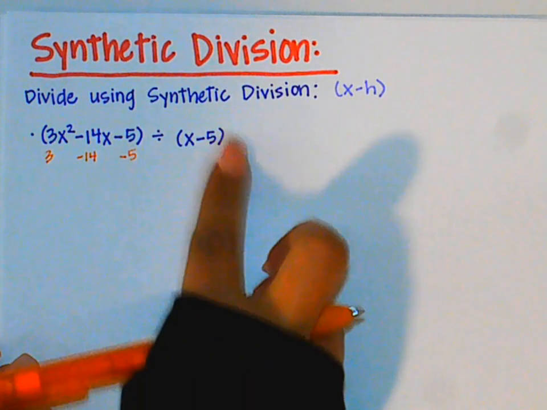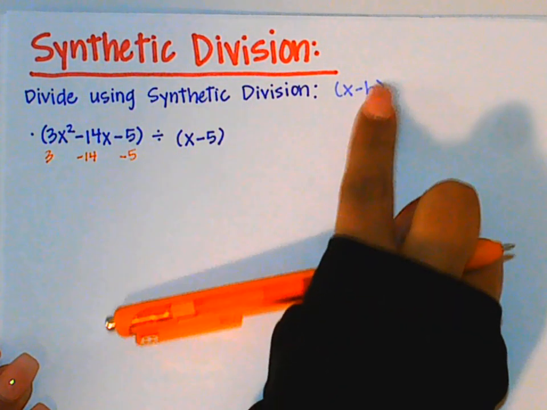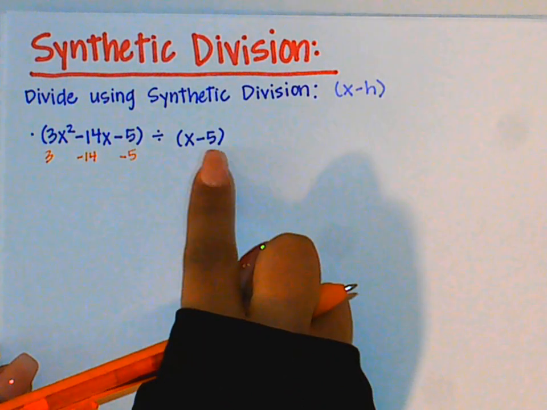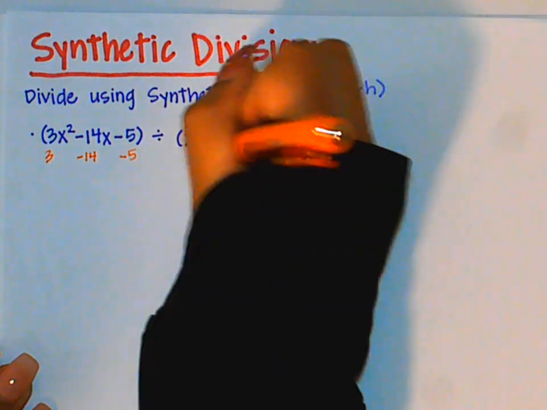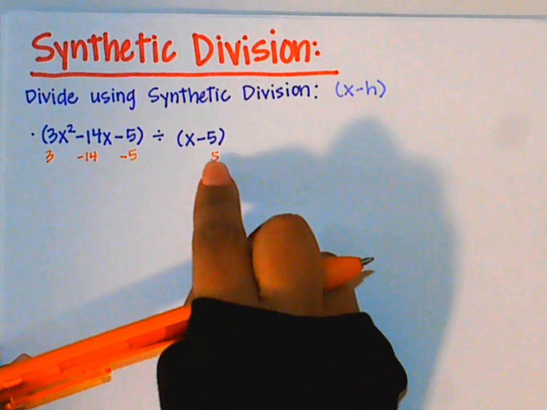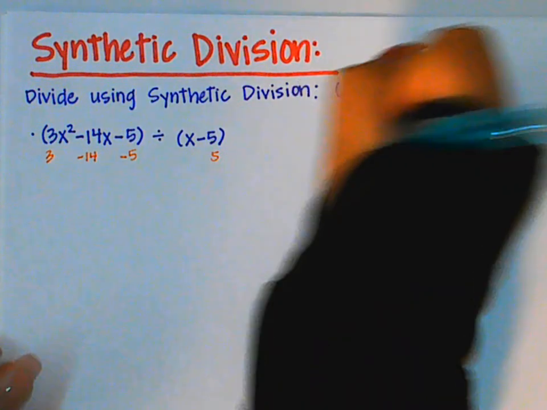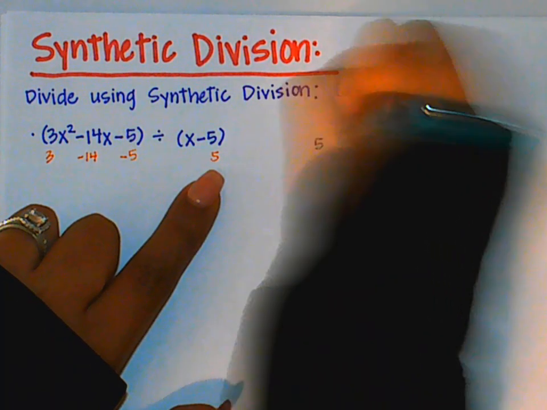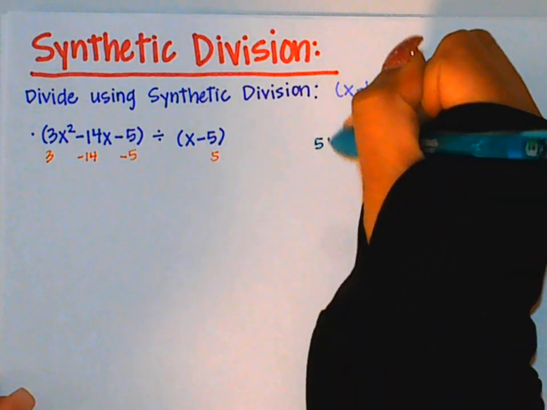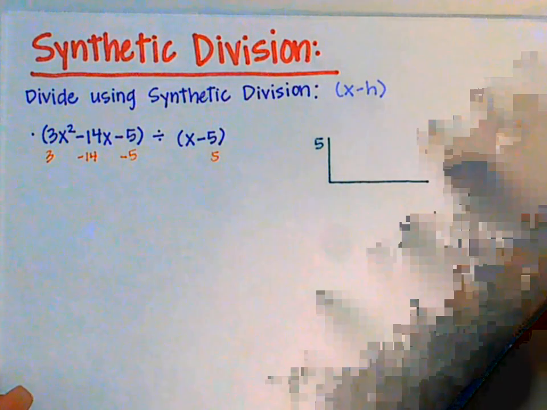And I want to pull out my h value. Now, it's x minus h. So that means that my h is just the 5, not negative 5, just the 5. So when I write this out as synthetic division, I am going to do the 5. Now, my little house is going to look a little bit different. It's going to look like this.